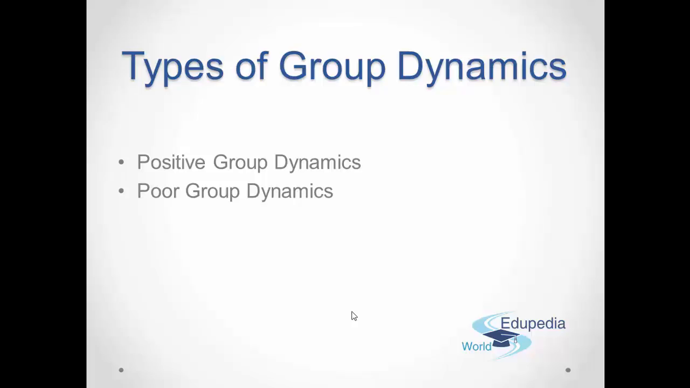However, in a group with poor group dynamics, people's behavior disrupts work. As a result, the group may not come to any decision, or it may make the wrong choice because group members could not explore options effectively.